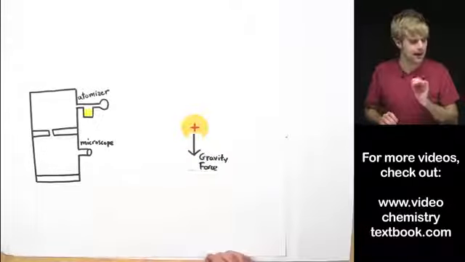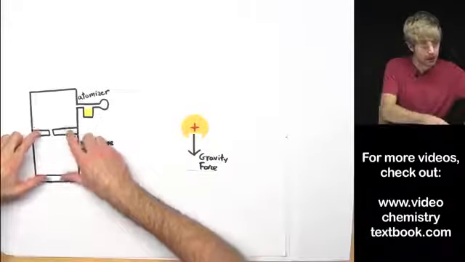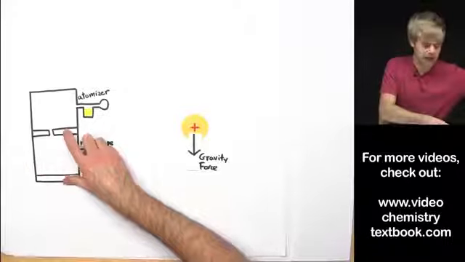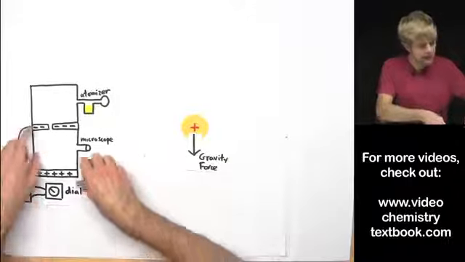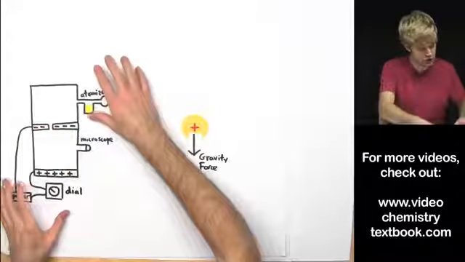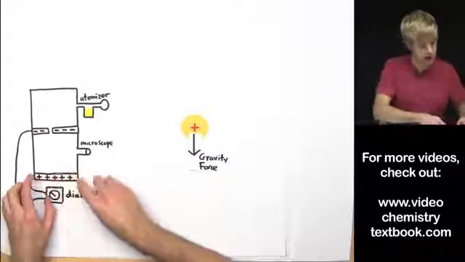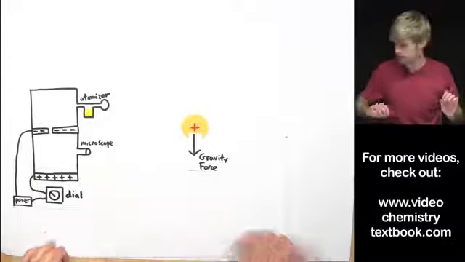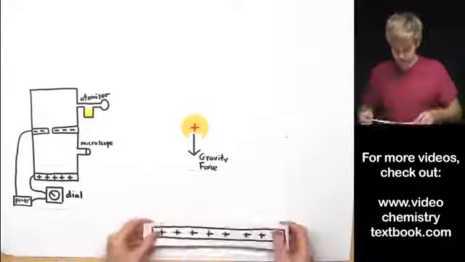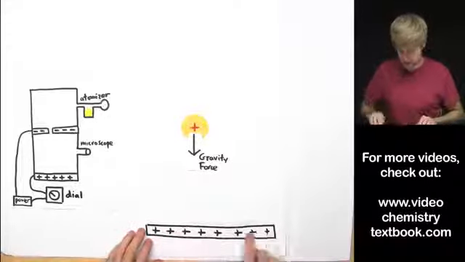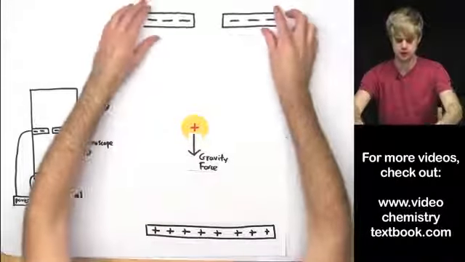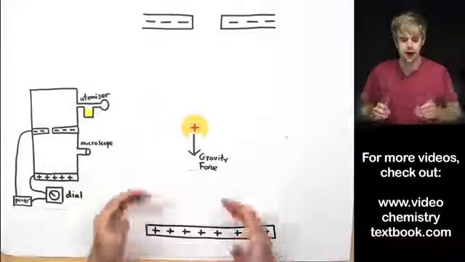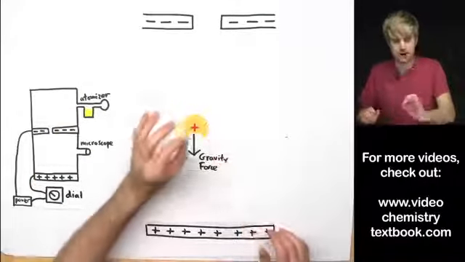So I can indicate that here with this positively charged drop. Now, these plates are special because they have an electric charge on them. They're hooked up to power, and the top one has a negative charge, and the bottom plate has a positive charge. Here is the positive charge on the bottom, and here is the negatively charged plate on the top. Now, the oil drop is positively charged.